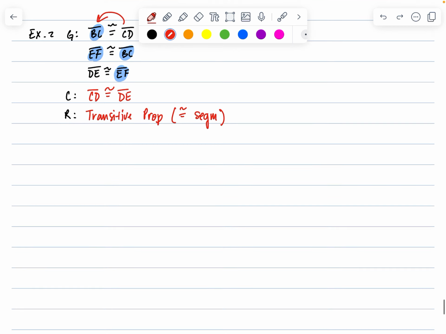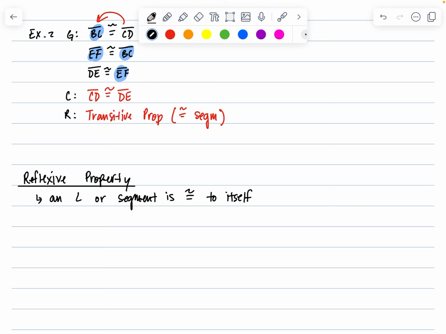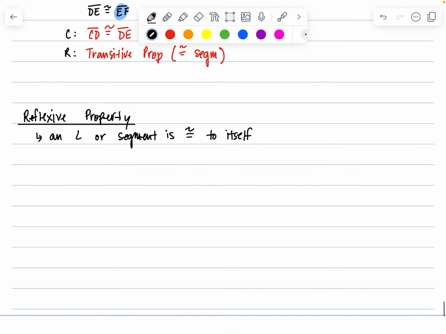Okay? Now, we also have the reflexive property. And this is going to sound weird at first, in geometry anyway: it is when an angle or segment is congruent to itself. That sounds really strange, and you're going to see what I mean, because there's going to be either a shared angle or a shared side.